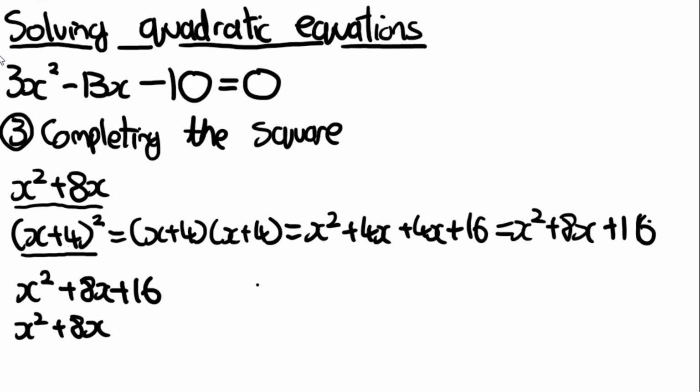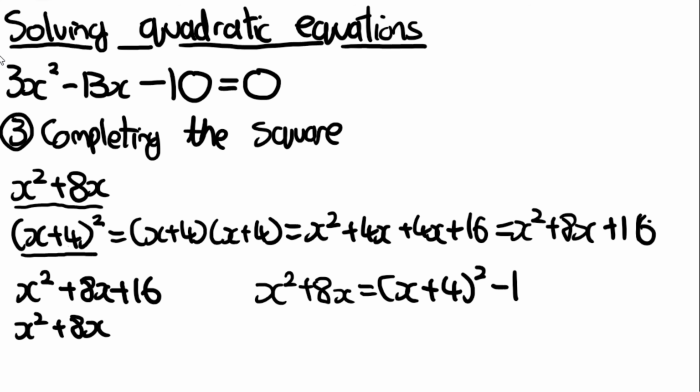So what you can actually do is write x squared plus 8x as x plus 4 squared minus 16. Because remember, if you minus the 16 over here, you've just got x squared plus 8x. So that's what this is showing here: x squared plus 8x equals x plus 4 squared minus 16. And this is the basis of completing the square, that you can write x squared plus 8x as x plus half of this number here, which is 4, minus the square of this number.